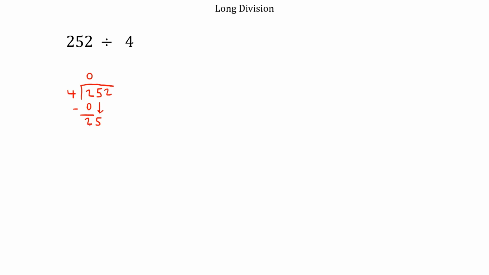How many times can 4 go into 25? In this case, I believe it can go into it 6 times, because 4 times 6 is 24. Now I subtract that, get a remainder of 1. I now carry the 2 down.